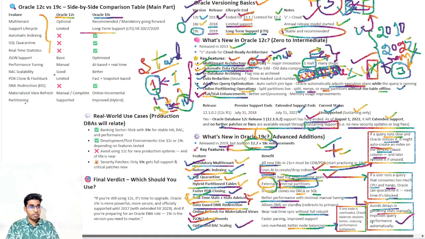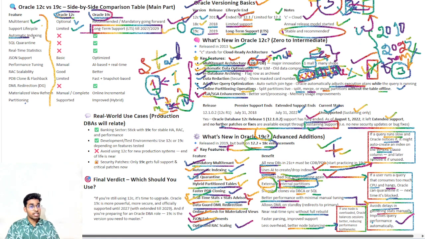These are the different features, and let us differentiate between 12c and 19c. Multitenant we have in both 12c and 19c, but in 12c it is optional, while it is recommended in 19c. The support lifecycle is limited now for 12c, so we have long-term support in 19c, which is extended till 2027. This is the Oracle support level we have in the 19c version.